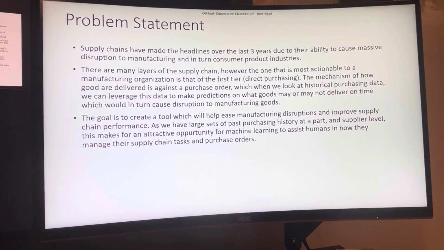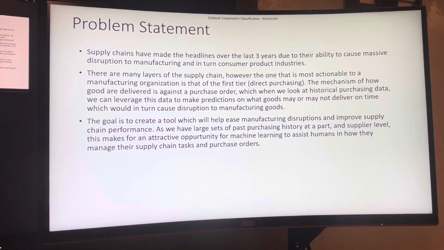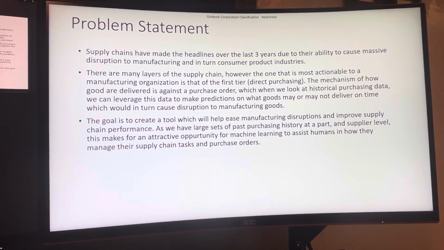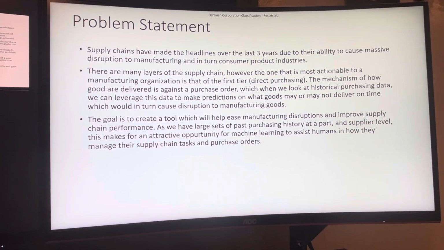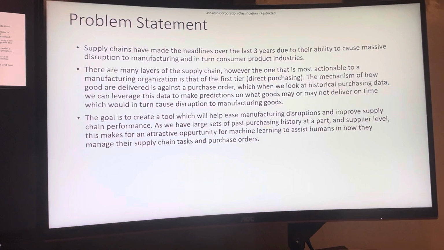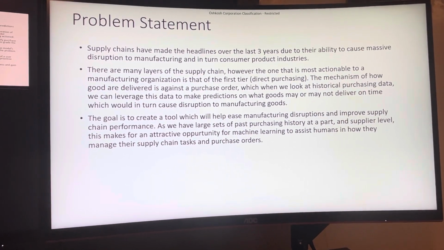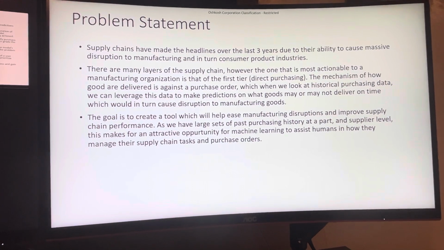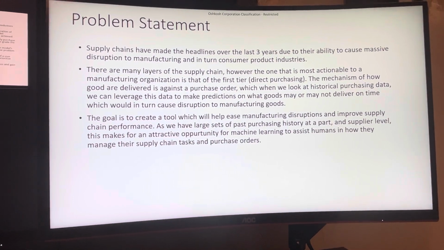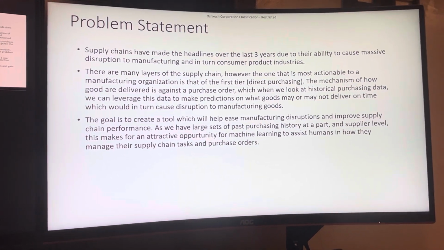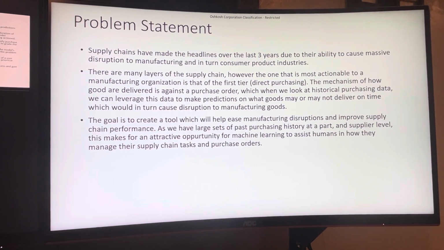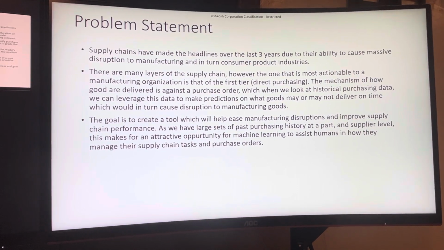So there are many layers of a supply chain, but the one that people can actually really take action on is really going to be the first tier of the supply chain, right? And that's going to be who the manufacturer is buying parts or components from. The mechanism how goods are delivered, right, is a purchase order. So because we have open purchase order data, we have historical purchasing data that are going to have attributes like supplier, part number, whatever the widget is, when it was ordered, when it was delivered, right? There's a lot of different data features we can create that if we don't get these things delivered on time, they're in turn going to cause disruption to our manufacturing goods.